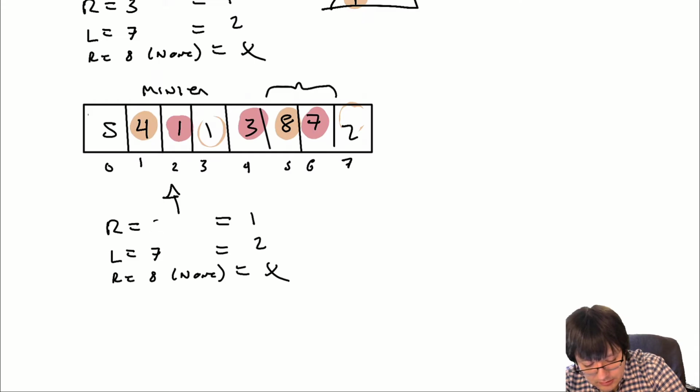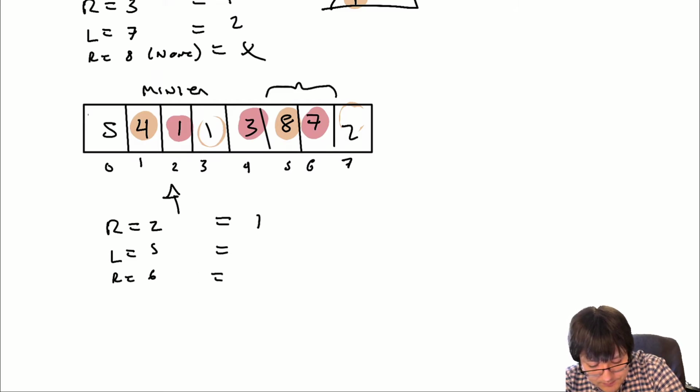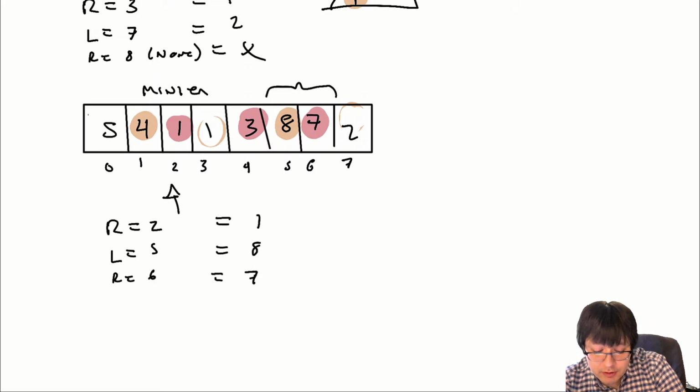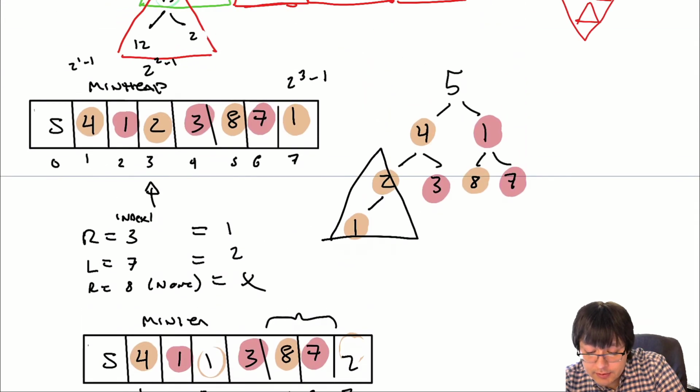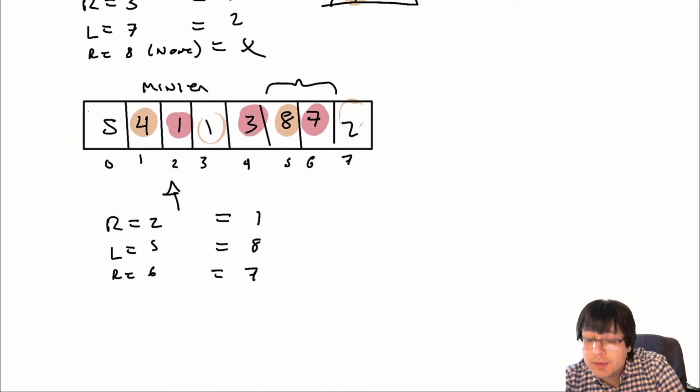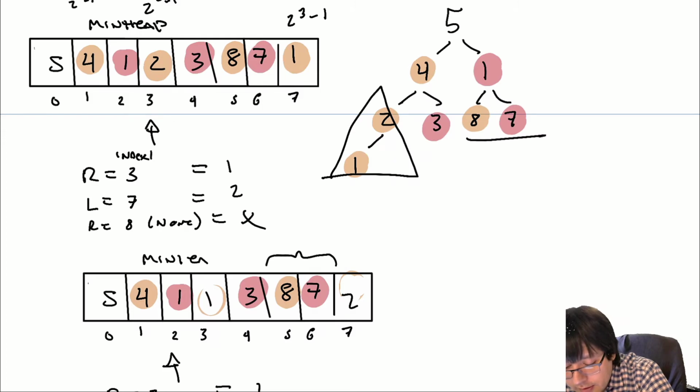But the root is located at index 2. The left is located at index 5 and 6. And so the values of that are actually 1, 8, and 7. Pick the smallest one. That's already done, as you can see. So no swapping needs to be done. We can consider this to be complete.